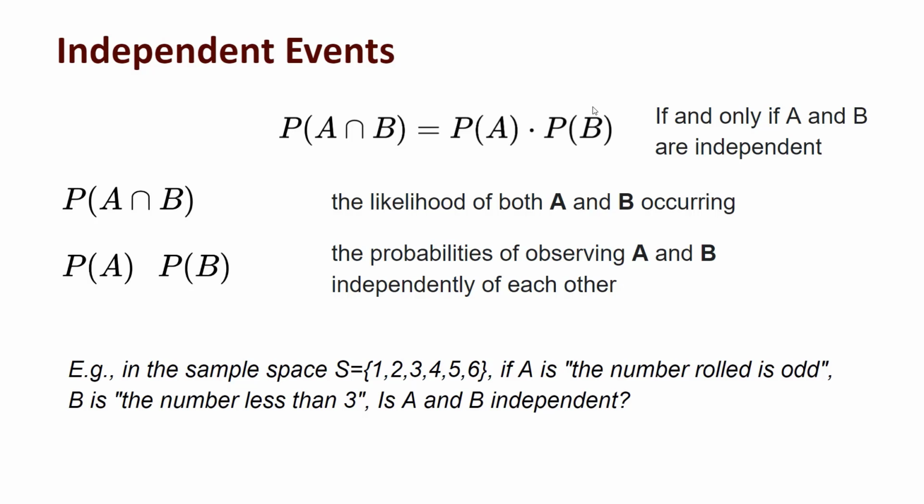of each other. So, for example, for the sample space S, which goes from 1 all the way to 6, if A is the number rolled is odd, what's the probability for A? It will be simply the 3 numbers divided by a total of 6 numbers, you get 1/2. And B is the number rolled is less than 3, it's simply 1 and 2, those are 2 numbers divided by 6, that's 1/3. So if A and B are independent, then P(A and B) is simply 1/2 times 1/3, which is 1/6.